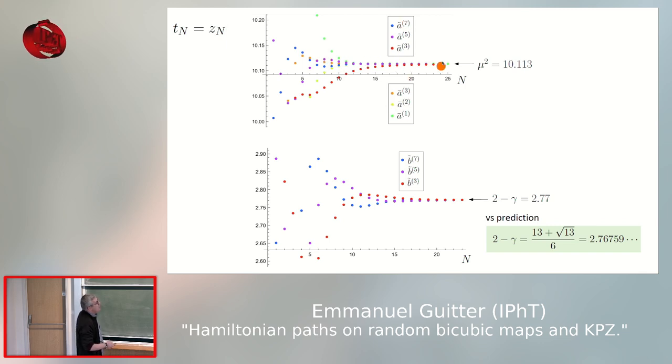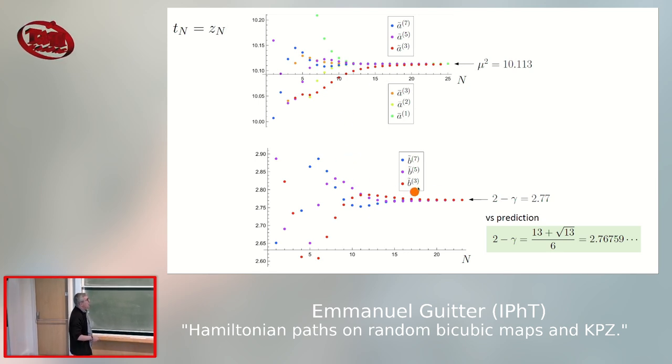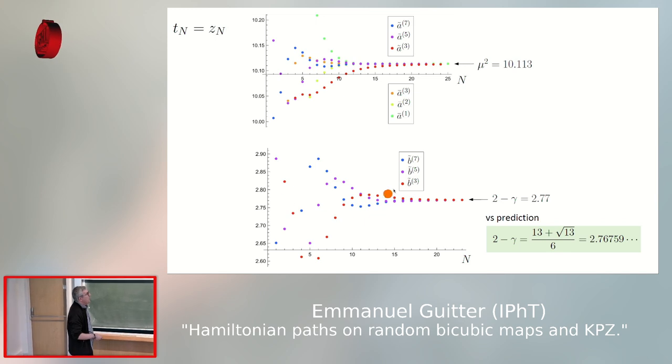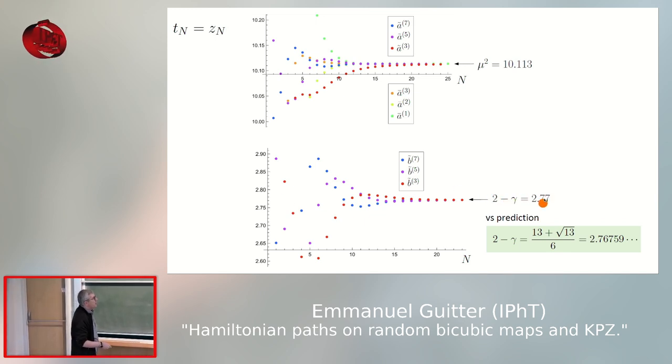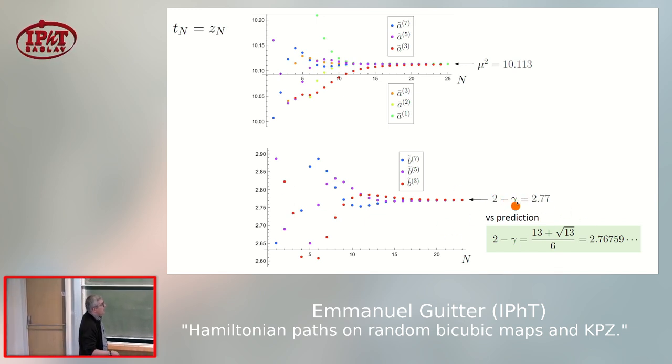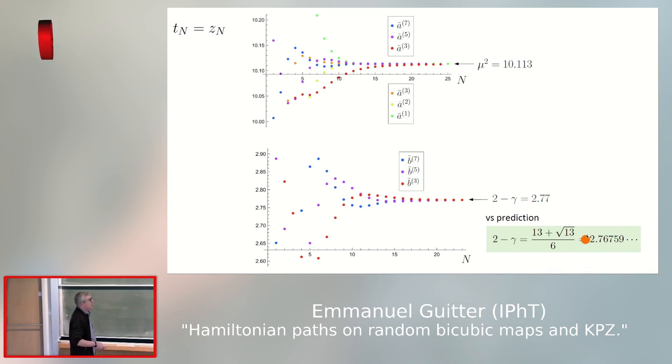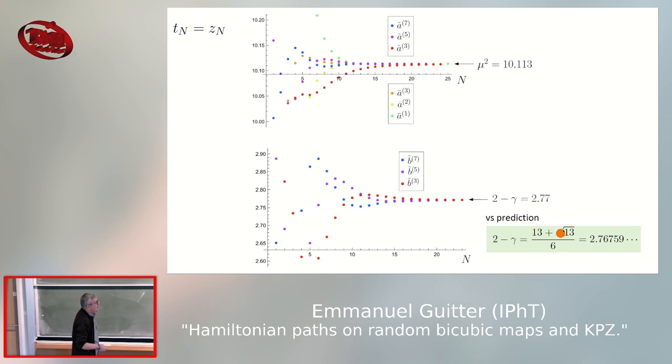We use different types, but all give me the value mu squared equals 10.113. And the exponent, which is here, not gamma but 2 minus gamma, I measure as 2.77, which is a very good response. So that's what we had already in 1999.